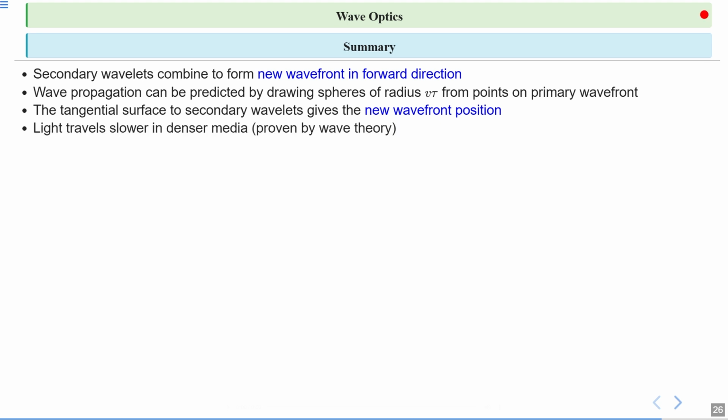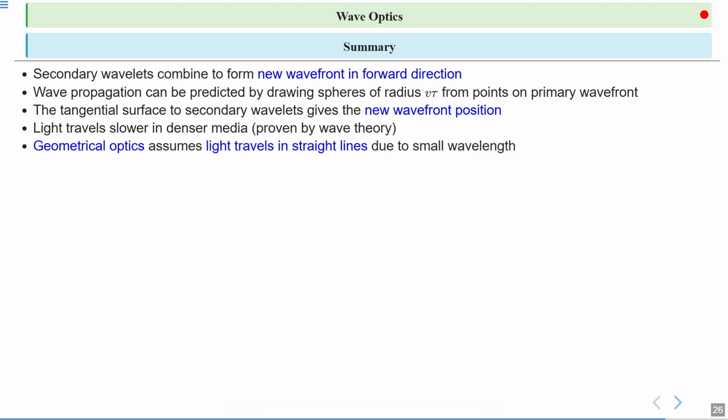Light travels slower in a denser medium, a phenomenon proven by wave theory. This is because a denser medium has more particles that interact with the light waves, slowing them down. It's an important aspect of wave optics that affects how we perceive light in different media.